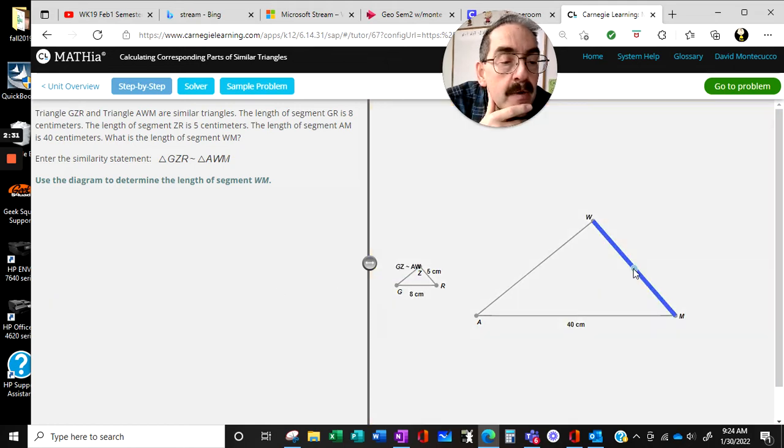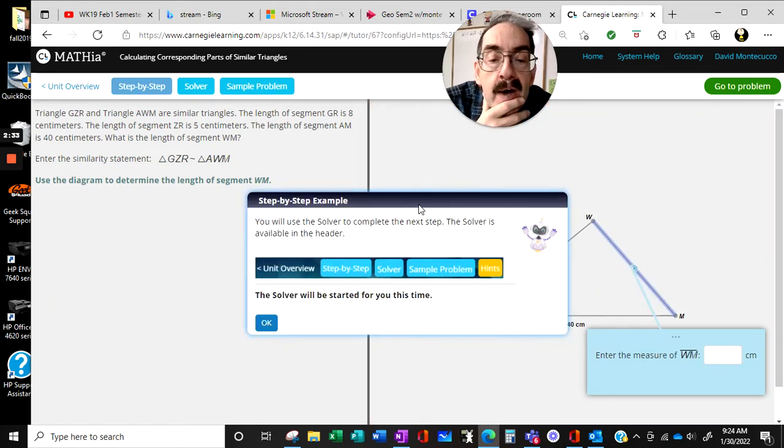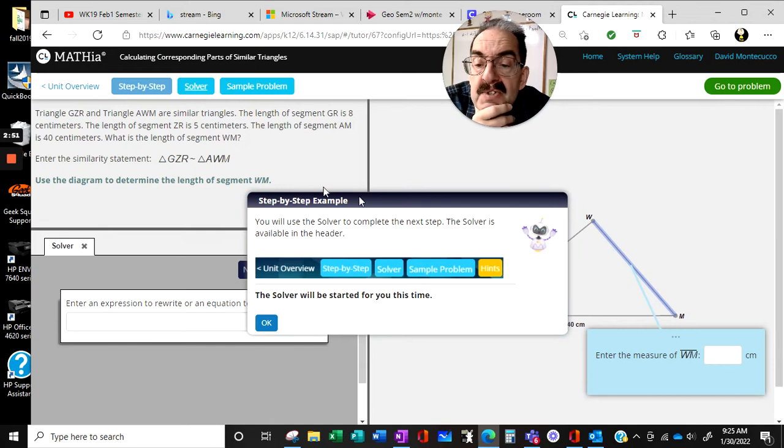Select WM and enter the measure. WM, enter the measure. Okay, now we can do step by step. So the solver. Okay. So step by step, solver, hint, use the solver to complete the next step. The solver is available in the header. So the solver button, right? So let's just try that so you've seen it once, okay?